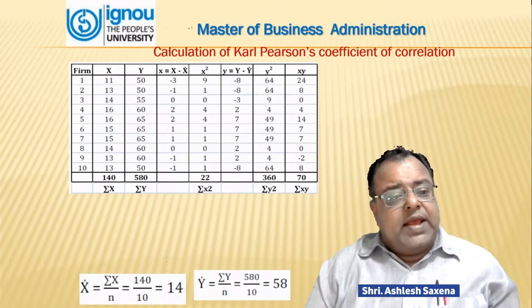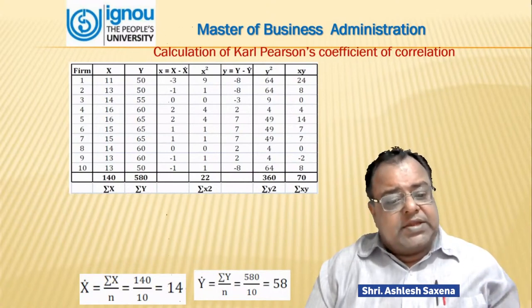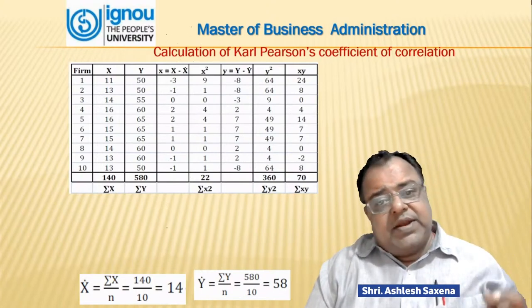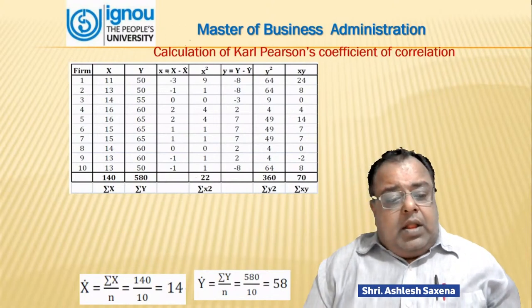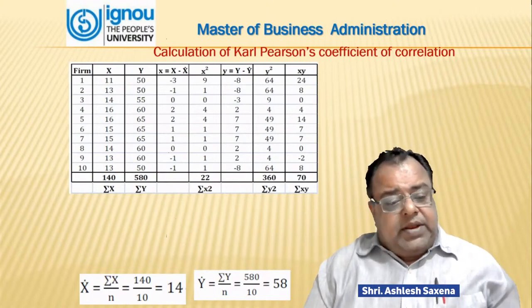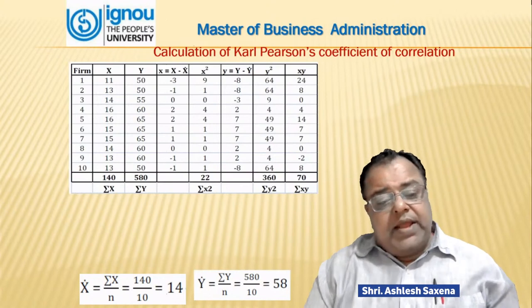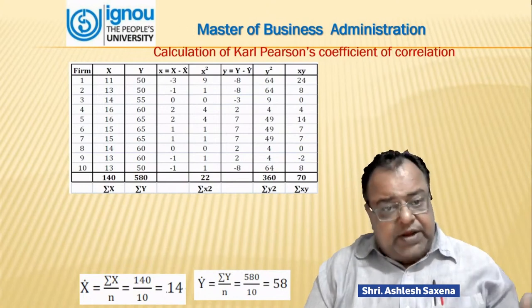We will be calculating X, summing it, Y, X minus X bar, X square, Y minus Y bar, Y square, and the product XY. Then we find out the mean. X bar is equal to summation X upon N, that is 400 divided by 10. That means your X bar will be 40. Y bar is equal to summation Y upon N, which is 580 divided by 10, that comes out to 58.